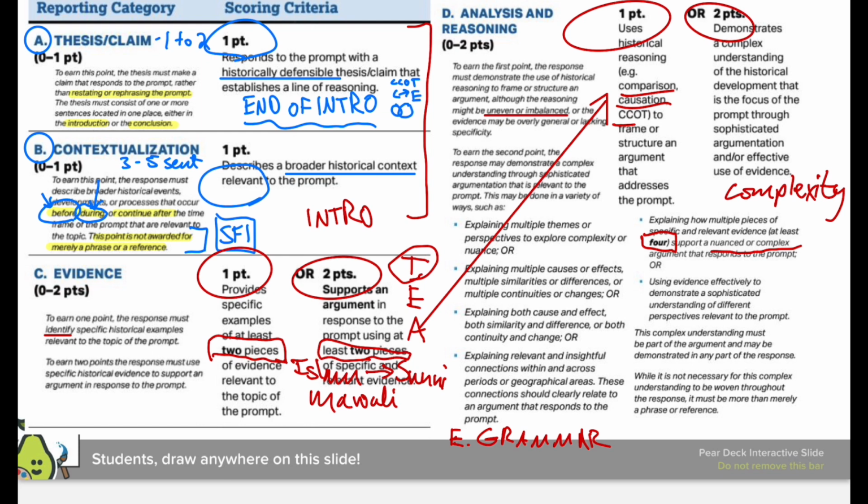Okay, so exploring multiple causes or effects, multiple similarities, differences, multiple continuities or changes, explaining both sides of the historical thinking skill, cause and effect, similarity and differences, connecting across time periods or geographical areas. This is fairly difficult for students to do.